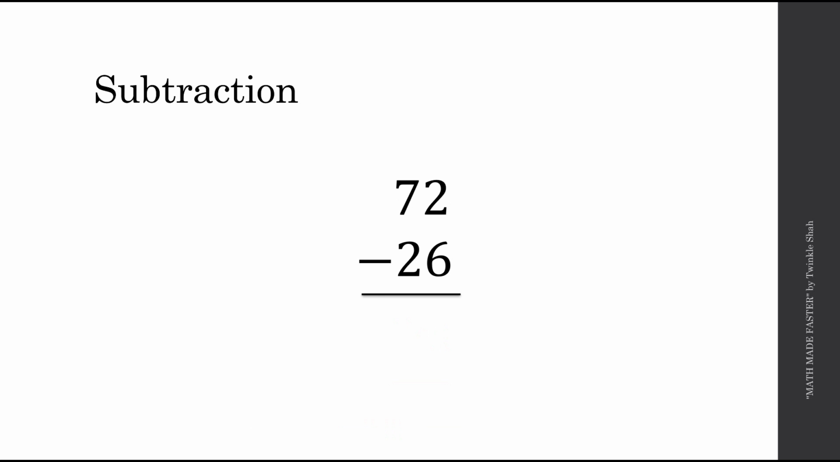Let's do another example. 72 minus 26. 7 minus 2 equals 5 and 2 minus 6 equals 4 bar. Now we can convert 5 4 bar into a general number. 4 bar equals positive 6, and we subtract 1 from the previous digit. Therefore we have 4, and our answer is 46.